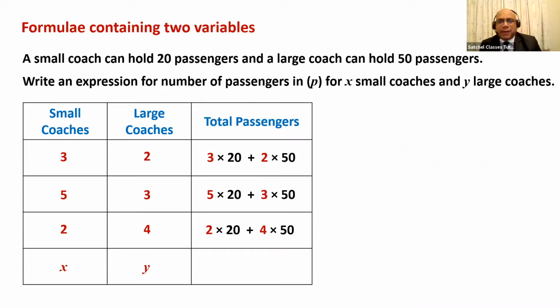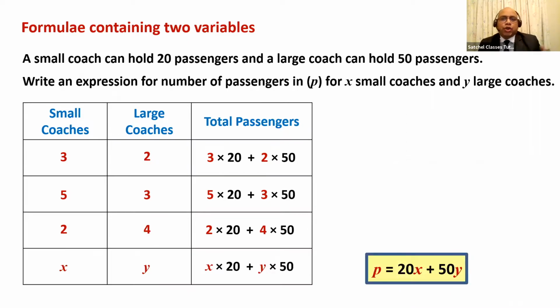Now, what if there were X small coaches and Y large coaches? Clearly, you can see the pattern. You multiply 20 to the number of small coaches, you multiply 50 to the number of large coaches and add them. So your final answer will be X times 20 plus Y times 50. And you need to represent the total number of passengers by the letter P. So your final answer would be P equals 20x, which is X times 20, plus 50y, which is Y times 50. And there you go. We have constructed the formula.